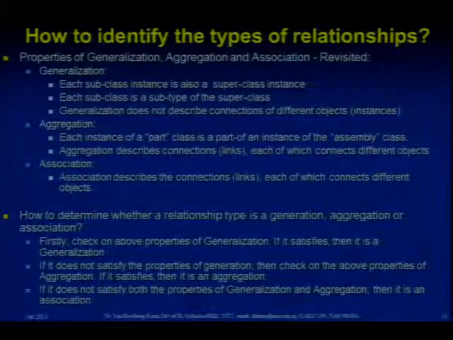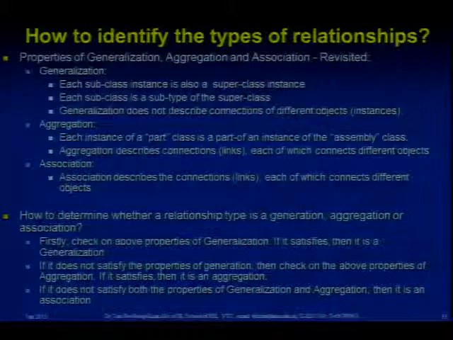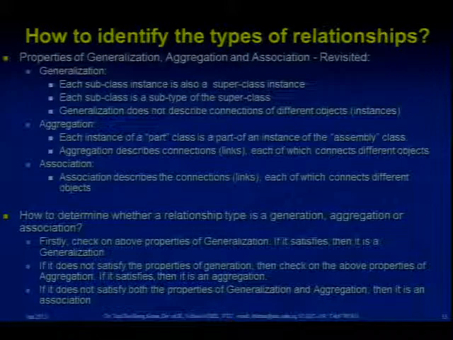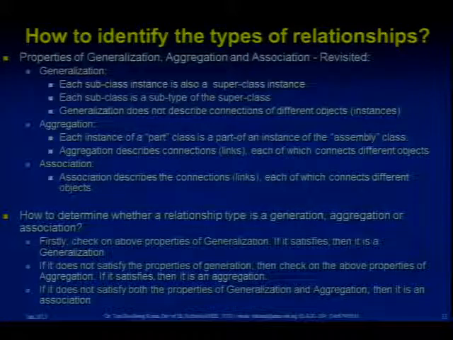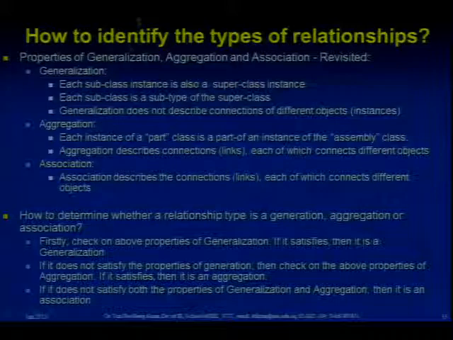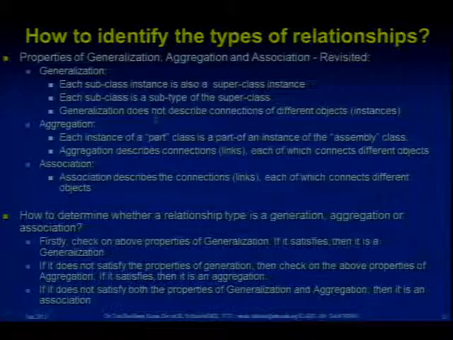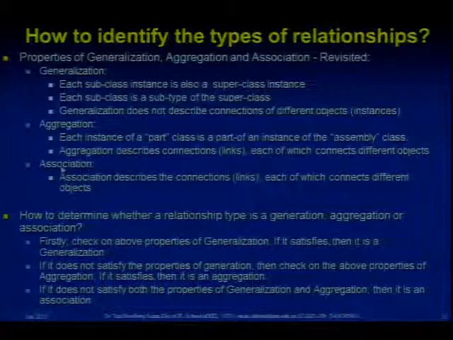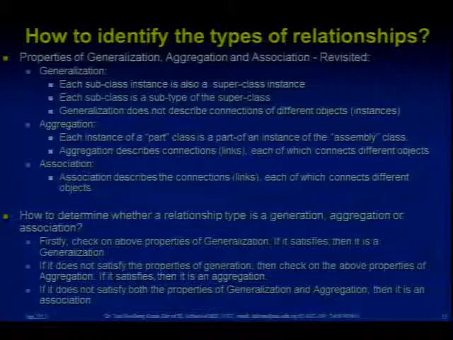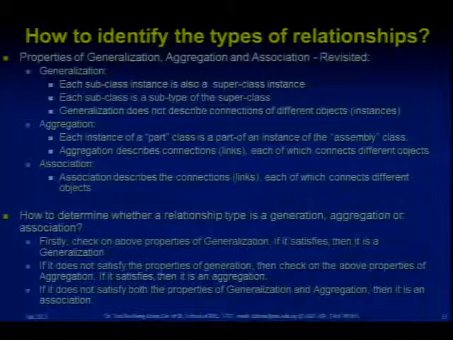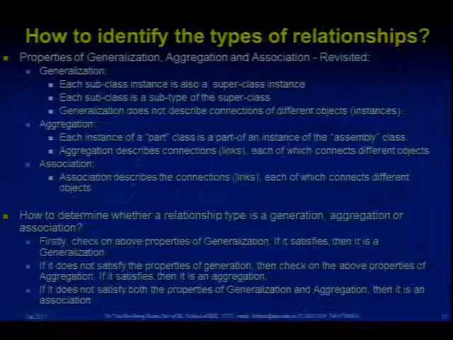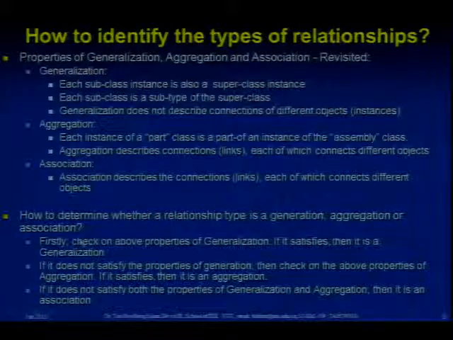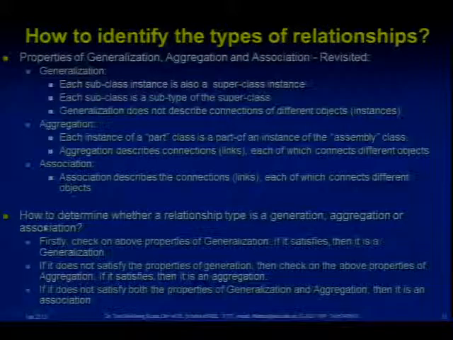Okay, so we have only a few more slides to go through in terms of class diagram techniques. Over here, firstly, we summarize the properties of each relationship type: generalization, aggregation, and association. We have already discussed all these properties earlier. I will not go through them again. What I want to highlight to you is the last part.